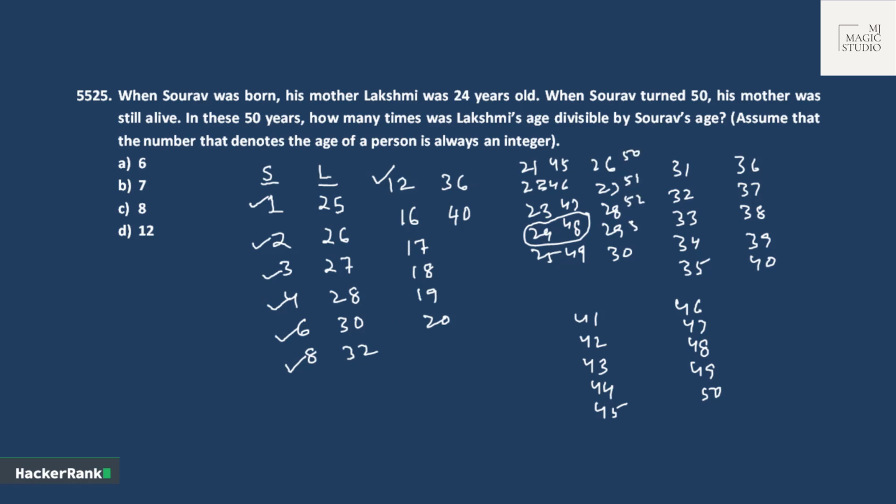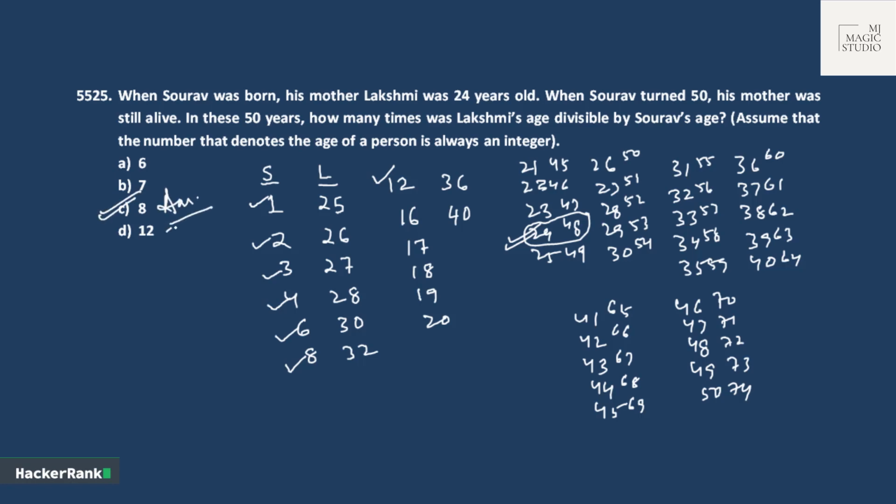Then 50, 51, 52, 53, 54, 55 up to 74. When Saurav will be 50 years of age, his mother would be 74. We were supposed to identify for how many times L is divisible by S. 1, 2, 3, 4, 5, 6, 7, and this is 8. 8 times it would be. Option C is the pick.